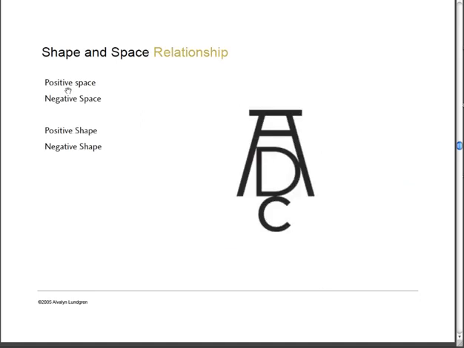So this is the logo for the Art Directors Club, and if you're familiar with Albrecht Dürer's signature logo from the Renaissance time, you'll recognize where this is inspired from. It also has a little bit of arts and crafts sensibility to it. But the Art Directors Club is one of the older professional organizations in the design field. And their logo is interesting to look at because it has positive space and positive shape and negative shape.